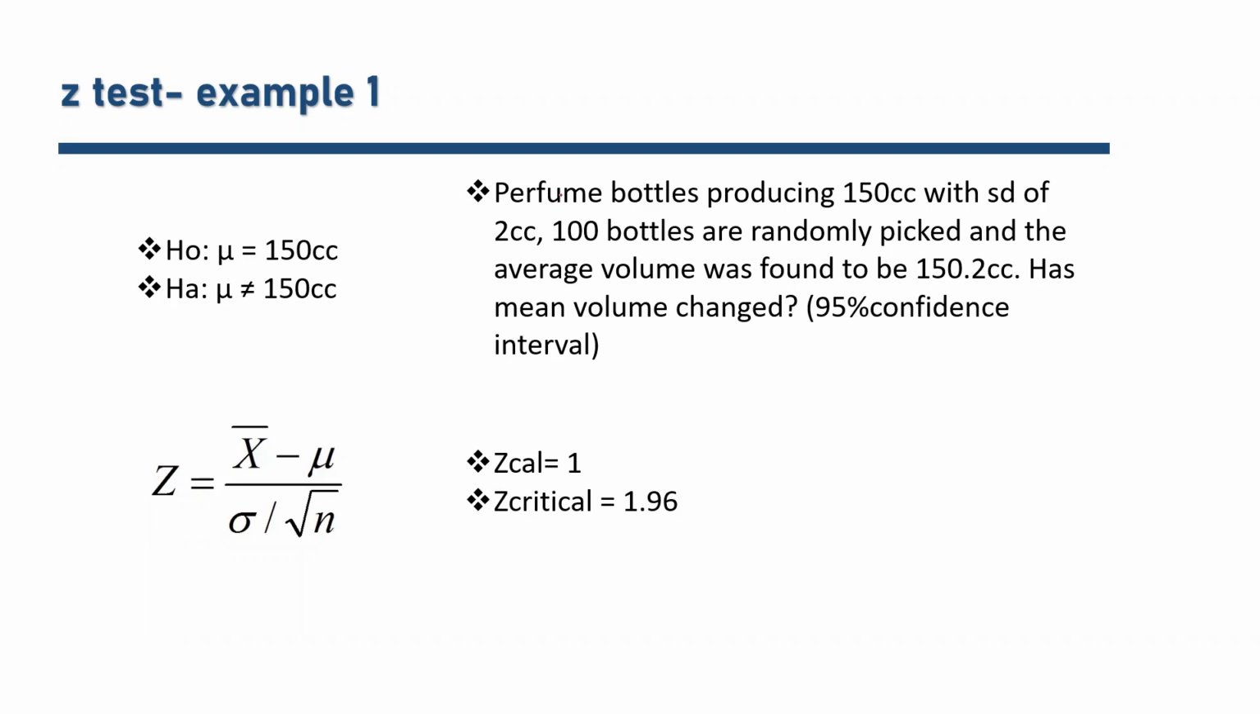Now, in this case, straight away you can say that yes, I can use a Z test. Why? Because I know the standard deviation, and the number of samples is greater than 30. It is 100 here. 100 bottles are randomly picked. So in this case, you will be using a Z test.